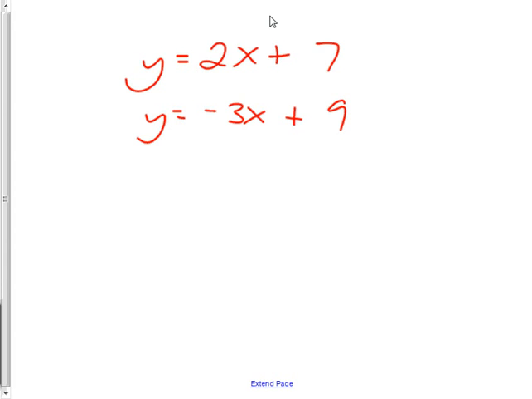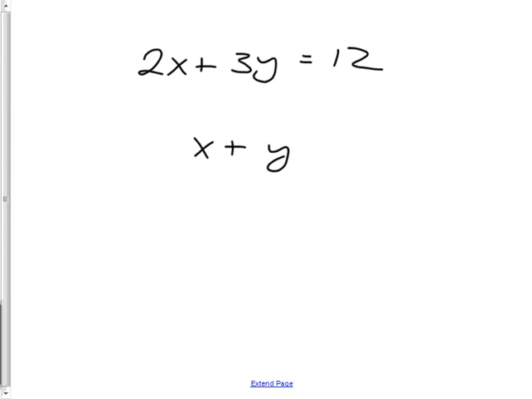All right, the next one, I'm going to have it solve two ways. 2x plus 3y equals 12, and x plus y equals 6. Those are my two equations. Now, this is not as nice to graph on the calculator. Why?